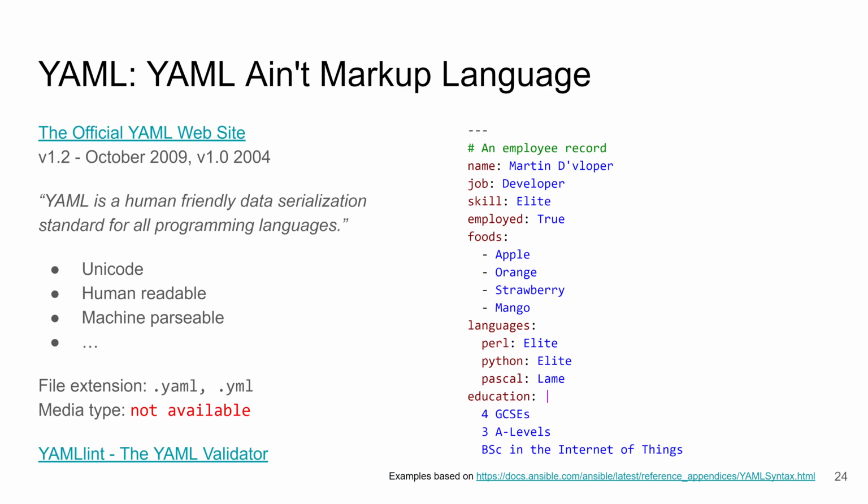Nevertheless, YAML also has a motto saying that it is human-friendly, supports all standard programming languages, and so on. So this is similar to, for instance, TOML. It is also Unicode, human-readable, machine parsable. It is not standardized by media type. It has a standard extension, YAML or YML, depending, again, on how old that YAML file is.